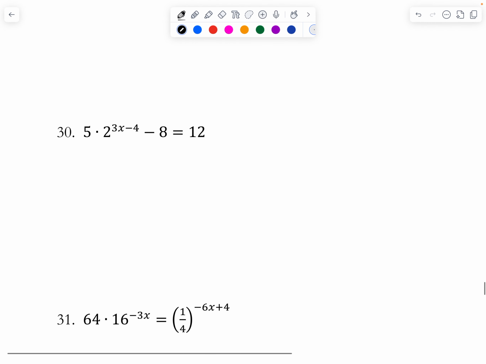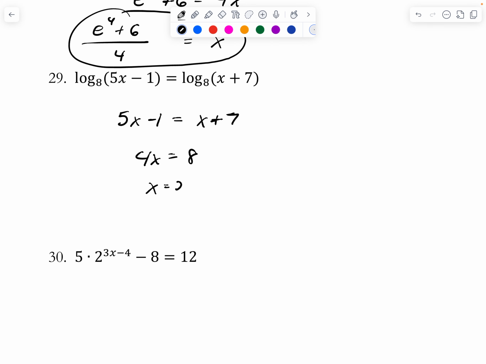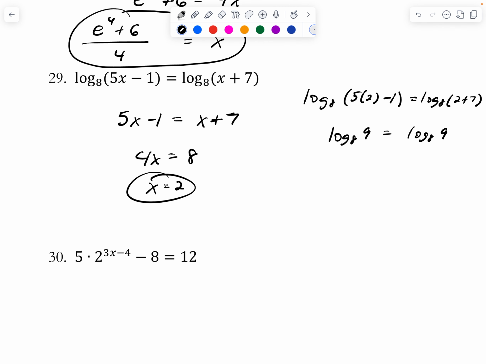All right, let's do 3 more. So this one I have the logs are the same on each side. So I'm going to go ahead and drop the logs and set the arguments equal. So I have 4x equals 8, x equals 2. Check it. So that's going to be log base 8 of 9 equals log base 8 of 9. Both are positive. That works.